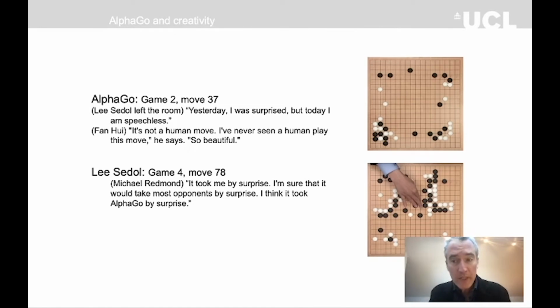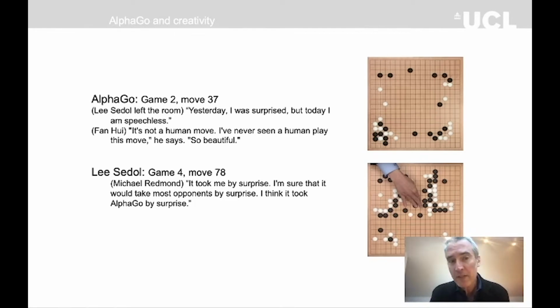Now, the reason I'm showing Go is because it was touted at the time, and still is, as an example of potential machine creativity. In particular, over the course of the tournament with Lee Sedol, there were a couple of moves that were really quite relevant. Some of you might remember in Game 2, move 37 was a particularly surprising one. At this point, Lee Sedol had to leave the room, had to compose himself, had to take about 15 minutes before he played the next move.